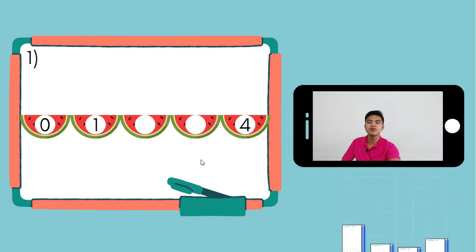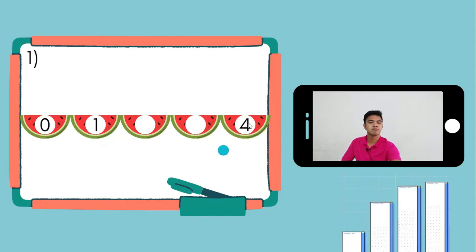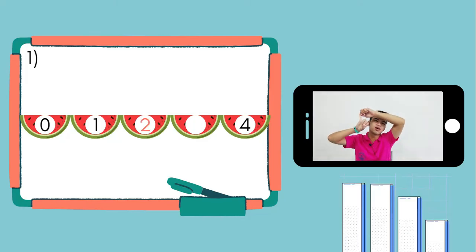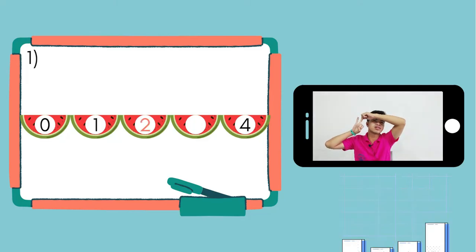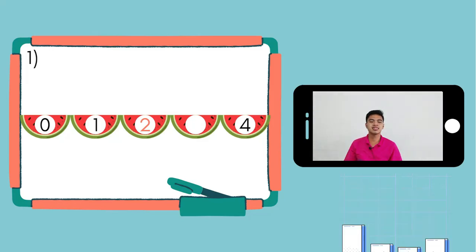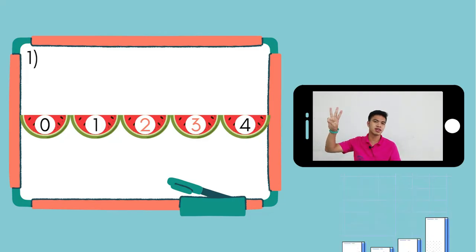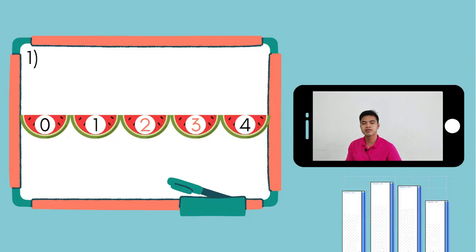We have 0, 1, blank, blank, and 4. What do you think are the numbers that are missing there? Very good. The first number is 2, because 0, and then it will be 1, and then 2. So what do you think is next? Good job! It is 3. So now we have the full series of numbers from 0, 1, 2, and then 3, and then 4. Okay? So let's go to number 2.